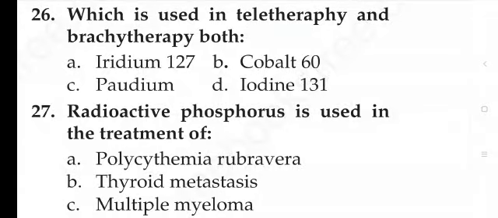So today we will discuss the further questions of the topic radiotherapy and chemotherapy. So here we start. Which is used in teletherapy and brachytherapy both? Options are option A iridium 127, option B cobalt 60, option C palladium and option D is iodine 131. So the answer of this question is option B, that is cobalt 60.